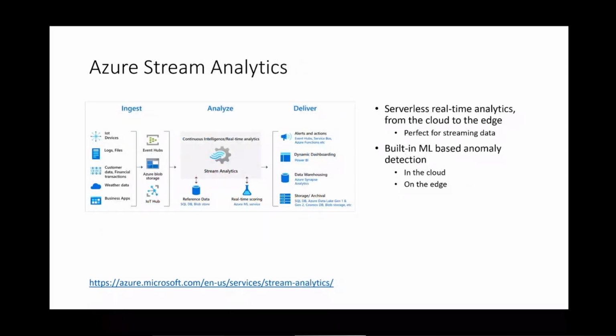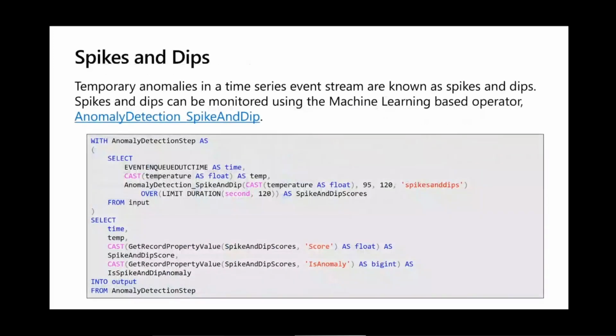The next service to look at, and this is one of my favorites, is Azure Stream Analytics. That is because Stream Analytics has a built-in ML-based anomaly detection model. And the cool thing is, since this service is not only available in the cloud, but also on an edge device, you could also do your outlier detection on an edge device already. What would that look like?